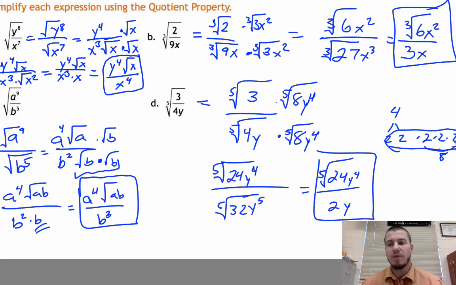Well, 2 times 2 times 2 is 8. So what I did was I multiplied by the 5th root of 8 to both numerator and denominator. And to get my y to the 5th, I had to multiply it by y to the 4th, so both numerator and denominator. This denominator became the 5th root of 32y to the 5th, which simplifies to just 2y.